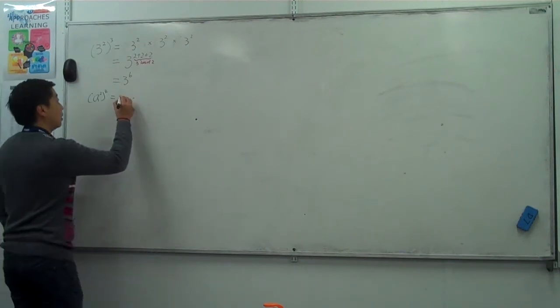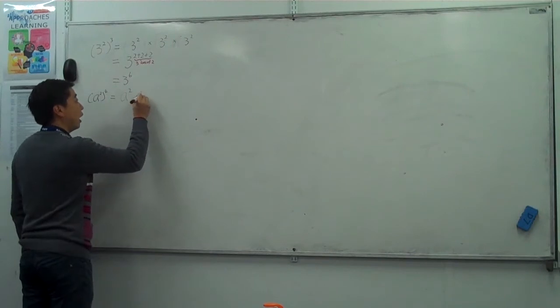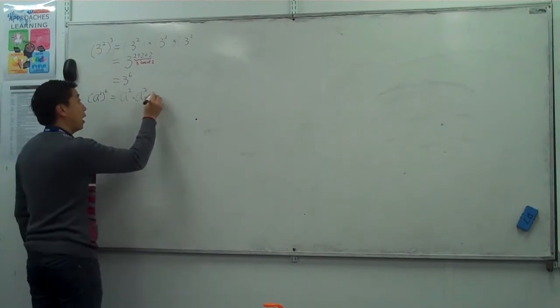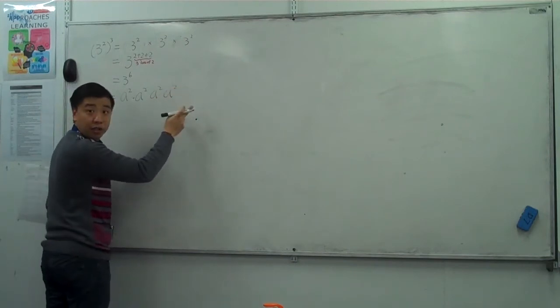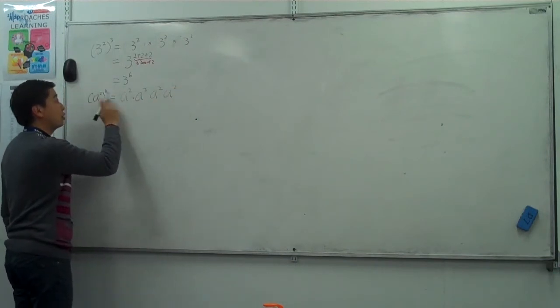Bracket a squared, a squared, a squared, a squared. Do I continue? No, because you have 4 lots of a squared.